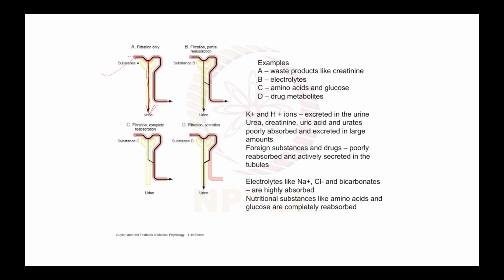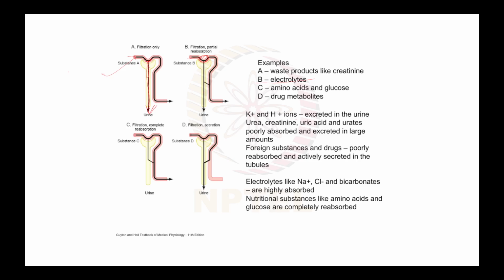Then we have some components such as electrolytes. For electrolytes, filtration takes place and also partial reabsorption takes place. So here you can see for the efferent arteriole, in the glomerulus the filtration takes place, and when it goes to the loop of Henle, some part is also reabsorbed and carried back to the blood. Some electrolytes, for example sodium and chloride ions, are highly or partially absorbed. Here it is written, potassium and hydrogen ions are excreted in the urine; urea, creatine, uric acid, and urates are poorly absorbed and excreted in large amount.